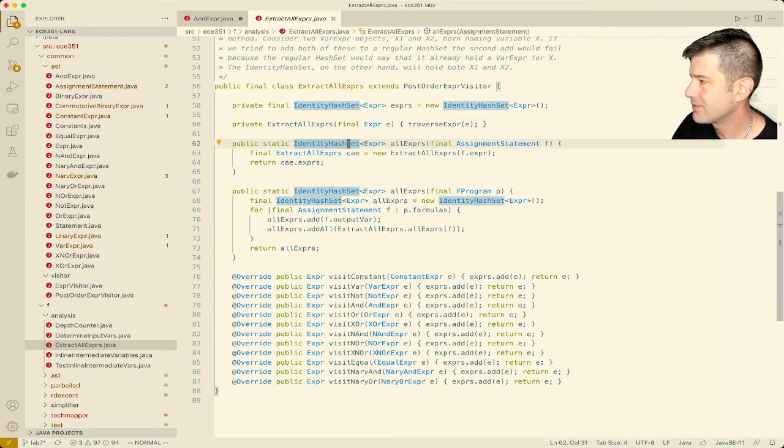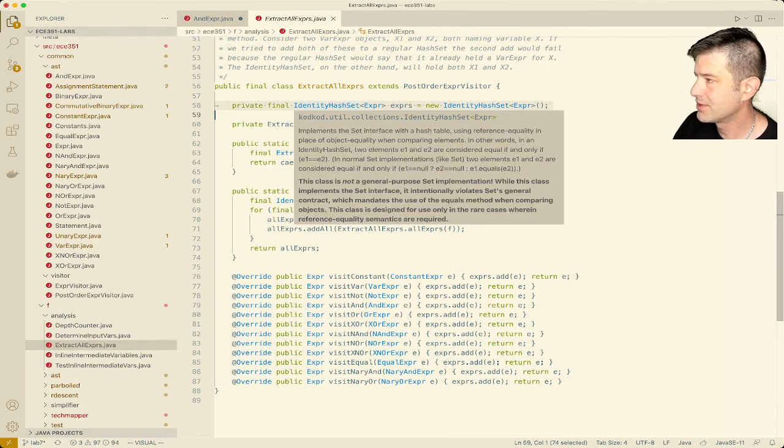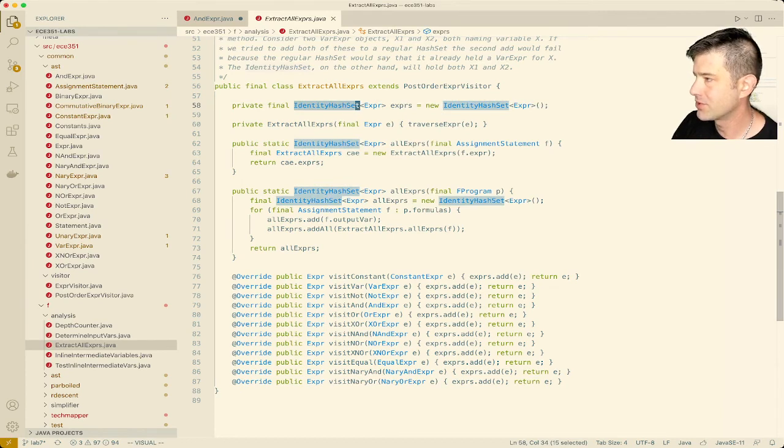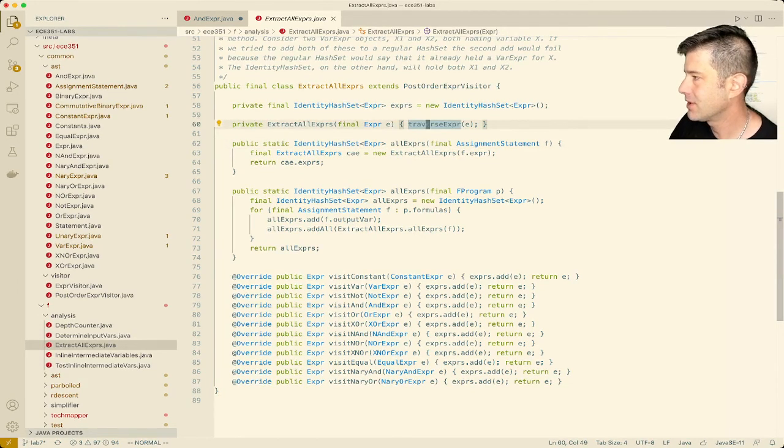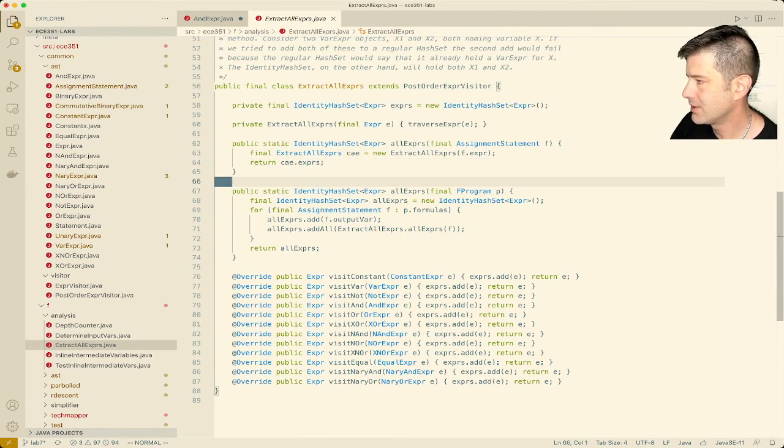We also may need some global methods to get us started. So we have the identity hash set that keeps track of all of the expressions that we have. Note that here we decided to use identity because we want to make sure that even if we have two expressions that mean the same thing, we do want to keep track of them and know that there are two of them. And then we have helper methods to get us started. In a constructor, for example, we call traverse. We have a function to extract all expressions from an assignment, and it simply extracts the expression of an assignment, creates a new extract all expressions, and then returns that set. We also have all expressions for a program, which traverses and does the same thing to every assignment statement in the program.